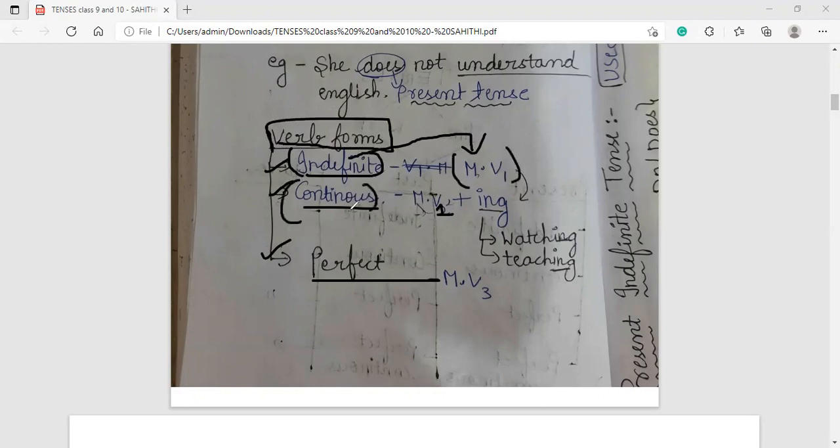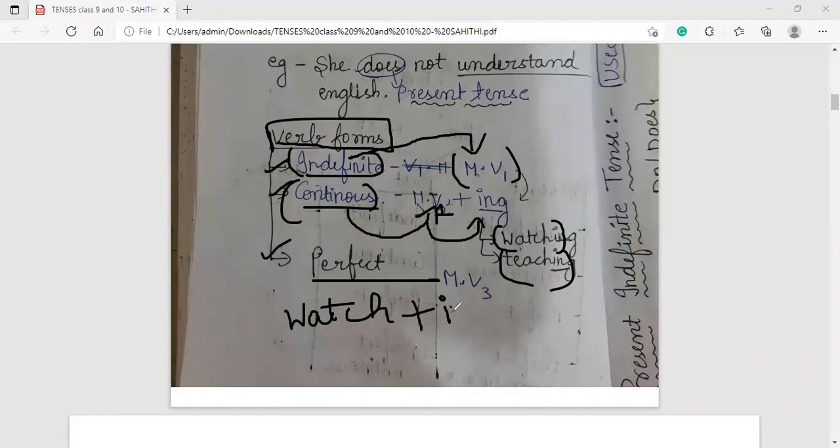And for the second, continuous, we need to use the first form of verb. Then you also need to add ing. Here, for watching, for teaching also. Now first of all, watch plus ing. So watch is a verb, the first form of verb, plus ing is being added. So it is going to become what? It is going to become a continuous.